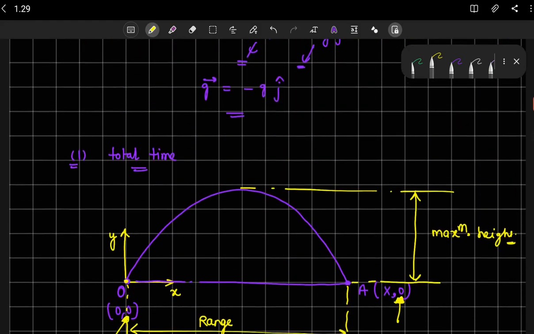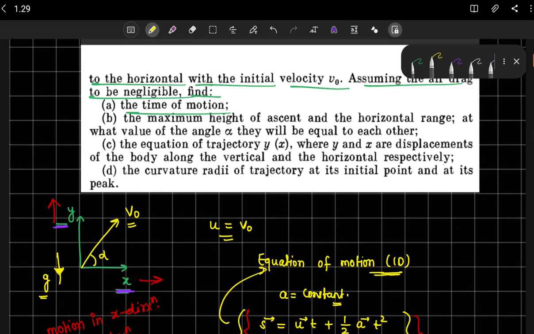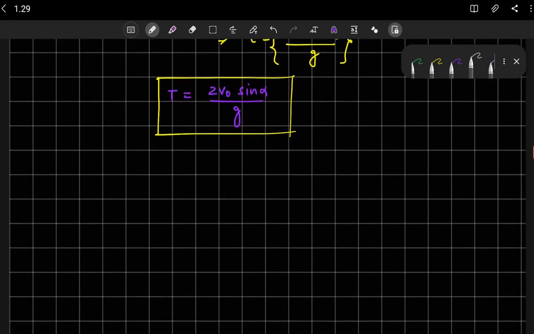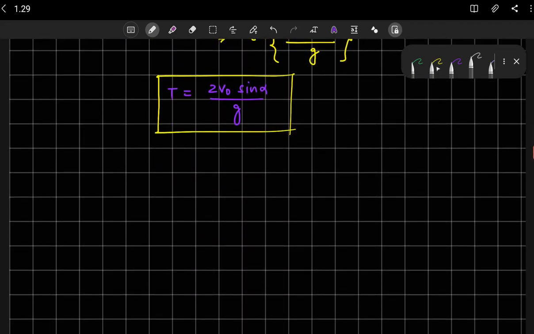Now coming to the second part of the problem, it is asking to find the maximum height of the ascent and the horizontal range. Again, for the maximum height we have to apply the equation of motion in the y direction. So for maximum height we can apply another equation, b part.